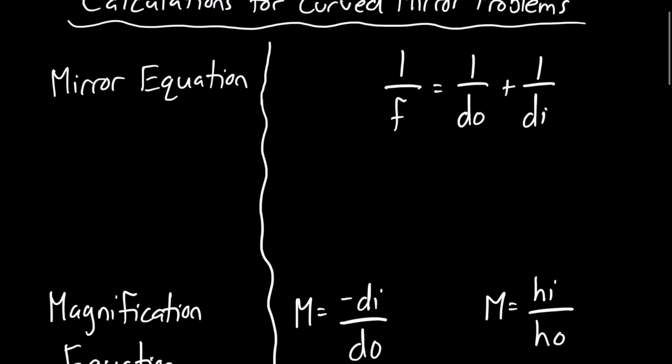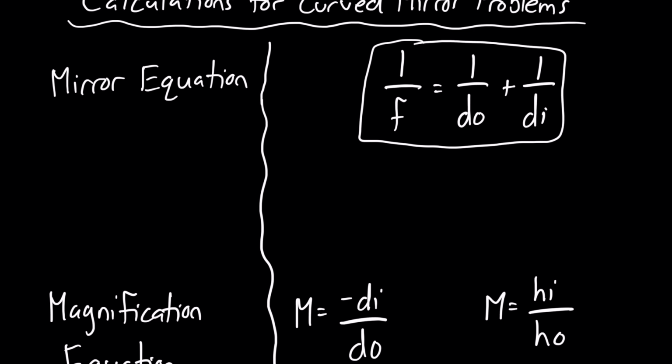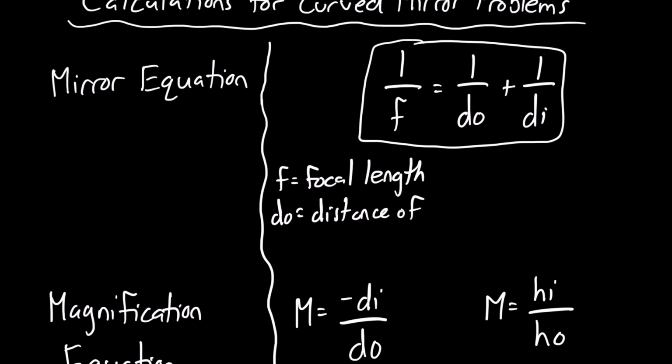So the first equation we have, I'll just circle it here really quick. We have 1 over f equals 1 over dO plus 1 over di. So what the f stands for is our focal length. So 1 over the focal length equals 1 over dO. What that dO stands for is the distance of the object from the mirror.